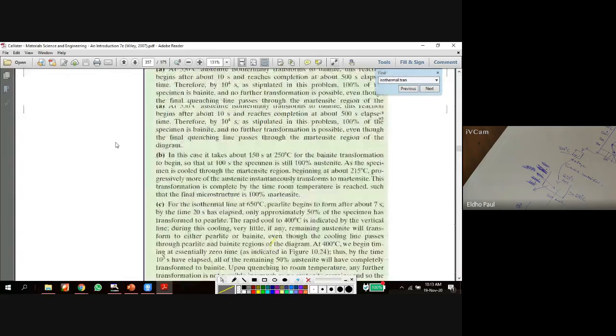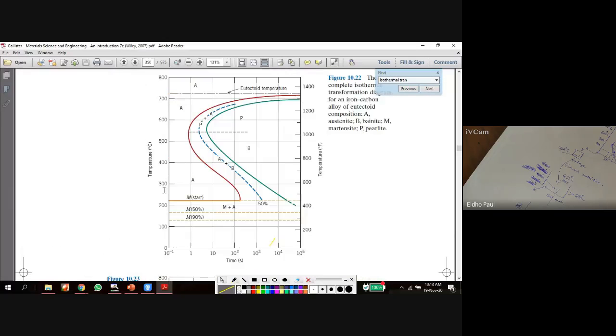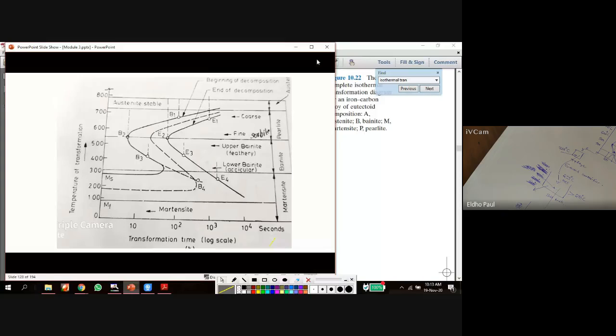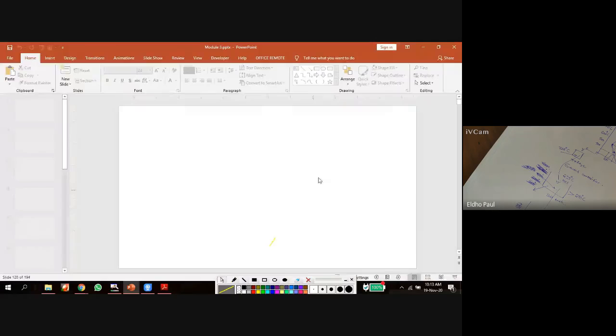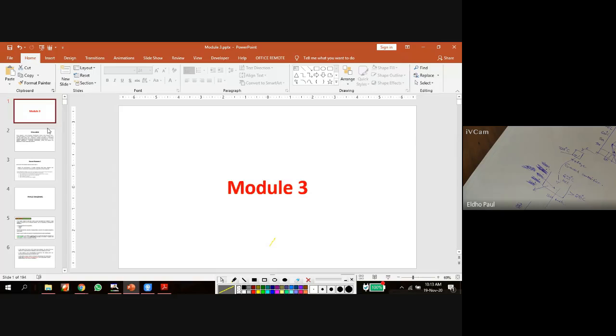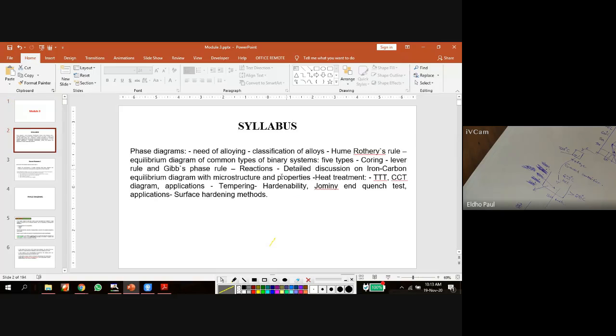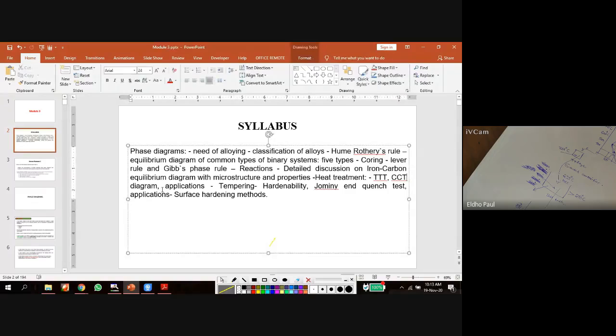ഓക്കെ, ഈ TTT ഡയഗ്രം ഇമ്പോർട്ടന്റ് ആണ്, കാരണം നിങ്ങൾ ഇനി വരുന്ന ഹീറ്റ് ട്രീറ്റ്മെന്റ് പ്രോസസ് പഠിക്കുന്നുണ്ട്. ആ ഹീറ്റ് ട്രീറ്റ്മെന്റ് പ്രോസസ്സിൽ TTT ഡയഗ്രാമും, പിന്നെ ഒരു സിമ്പിൾ ഡയഗ്രാം കൂടിയുണ്ട്, CCT ഡയഗ്രാം. അതിന്റെ ആപ്ലിക്കേഷൻസ് ഈ ഹീറ്റ് ട്രീറ്റ്മെന്റ് പ്രോസസ്സാണ്. ഈ ഹീറ്റ് ട്രീറ്റ്മെന്റ് പ്രോസസ്സിന് നമുക്ക് വേണ്ട ഡയഗ്രാം TTT ഡയഗ്രാം ആണ്. അപ്പൊ ഇങ്ങനെ പല ഹീറ്റ് ട്രീറ്റ്മെന്റ് ചെയ്ത് നമുക്ക് പല മൈക്രോ സ്ട്രക്ചേഴ്സും ഡെവലപ്പ് ചെയ്യാം.